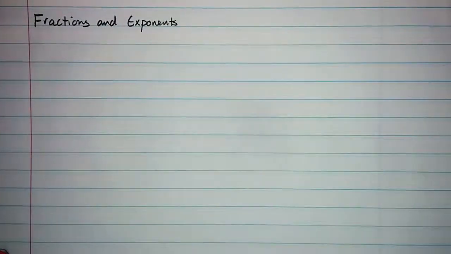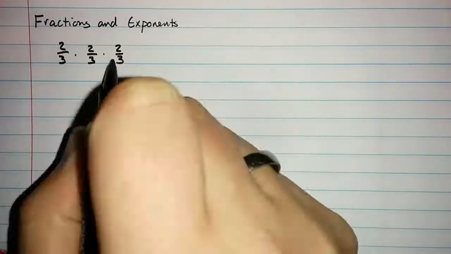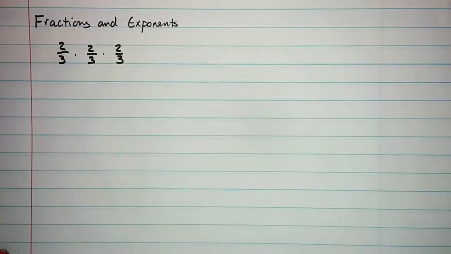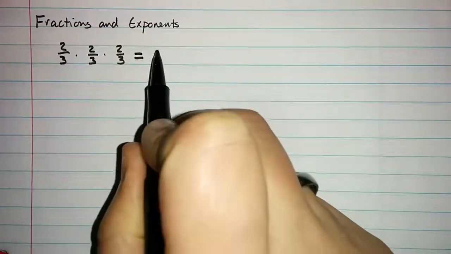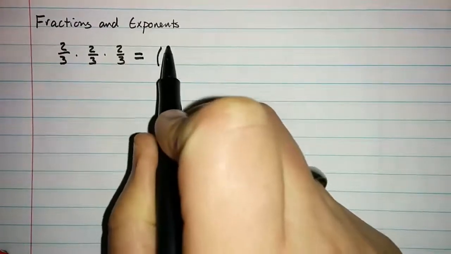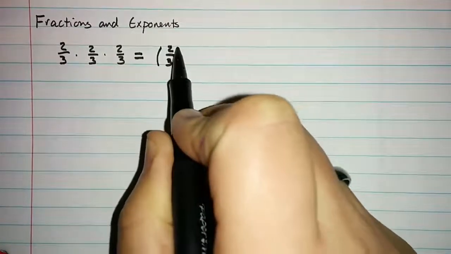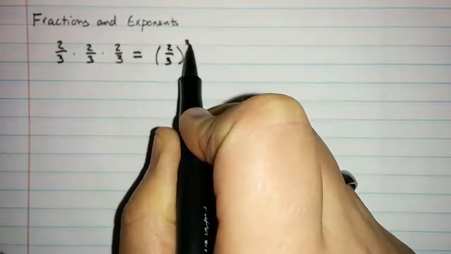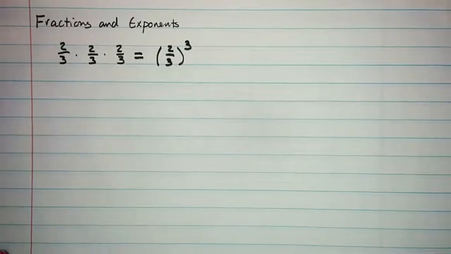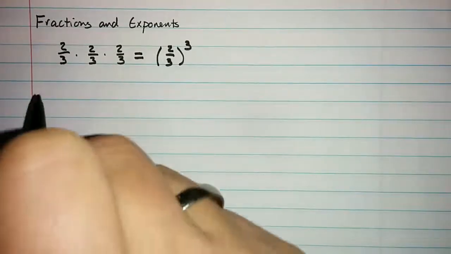Let's think about how we take a power of a fraction. For example, if I want to indicate 2/3 times 2/3 times 2/3, how would I write that? I would write that (2/3) in parentheses to the third power. Why do I need these parentheses?